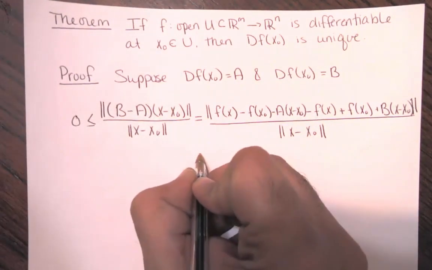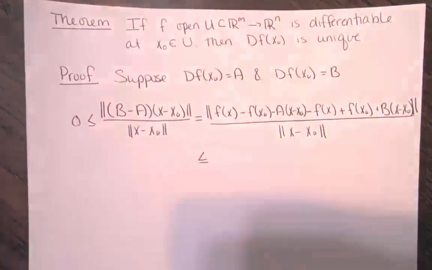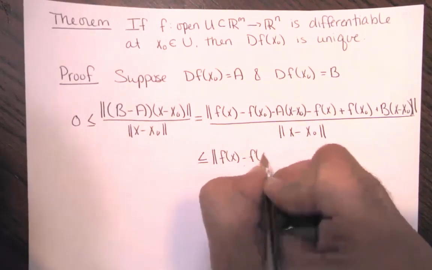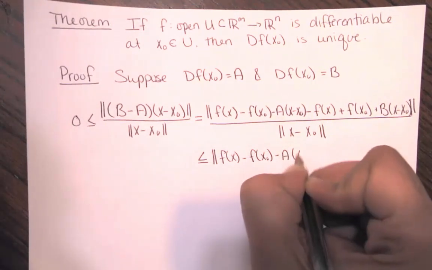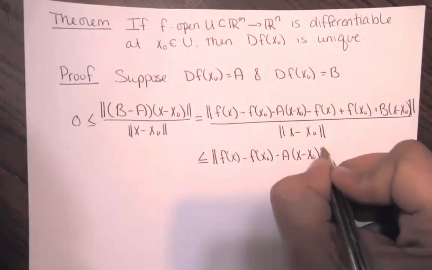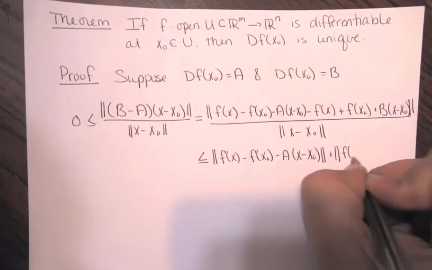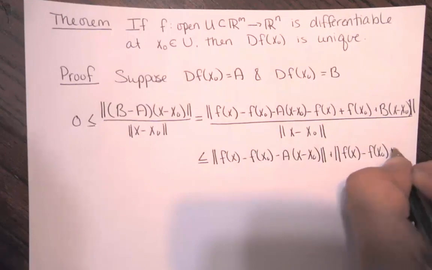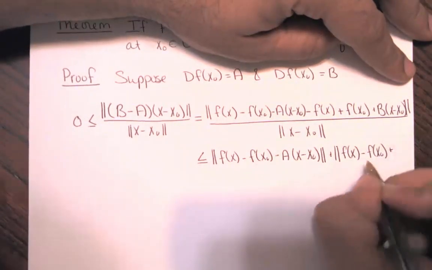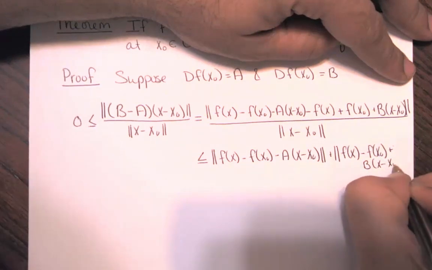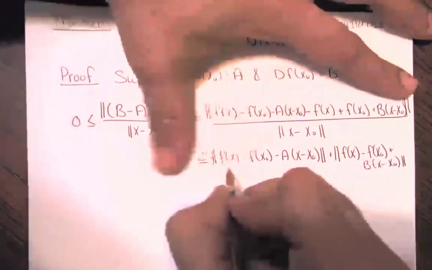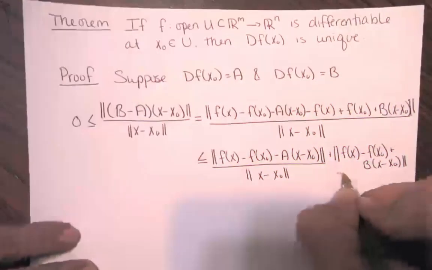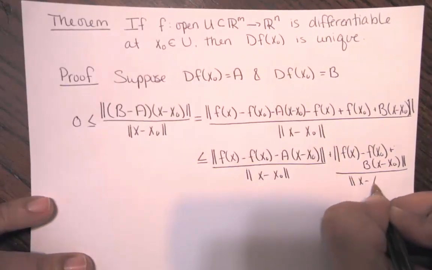Now I can use the triangle inequality to say that this is less than or equal to the norm of f of x minus f of x naught minus A times x minus x naught, plus the norm of f of x minus f of x naught minus B times x minus x naught, divided by the norm of x minus x naught.